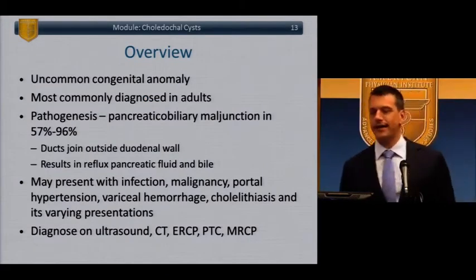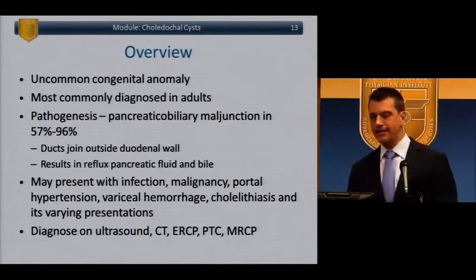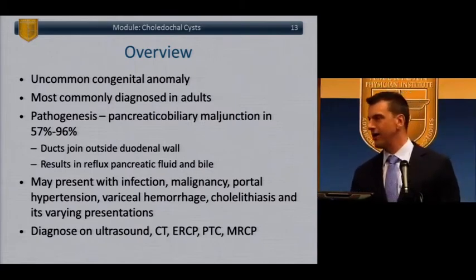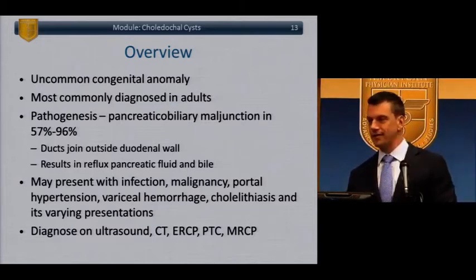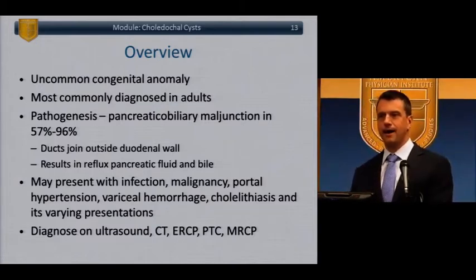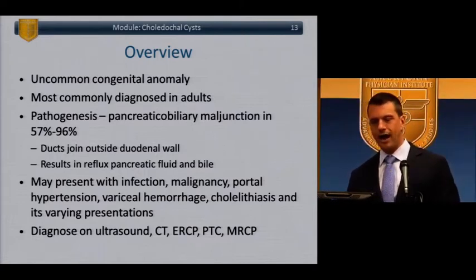So overview, this is an uncommon congenital anomaly. It's most commonly diagnosed in adulthood. The pathogenesis appears to be a pancreaticobiliary maljunction there at the common duct, and it's thought that the reflux of pancreatic contents into the bile duct system causes this pathology. The ducts may join outside the duodenal wall and get that reflux.